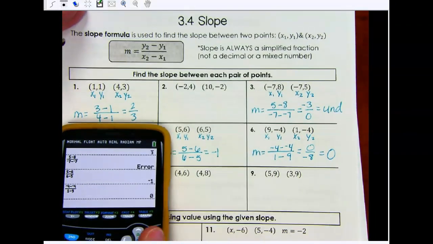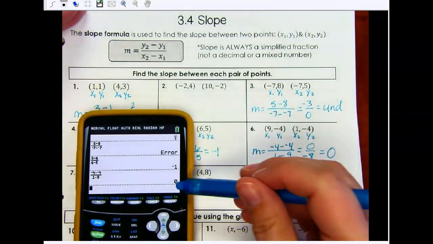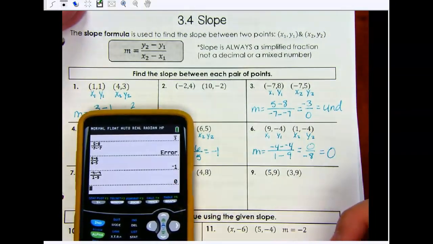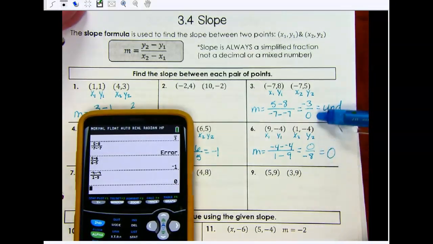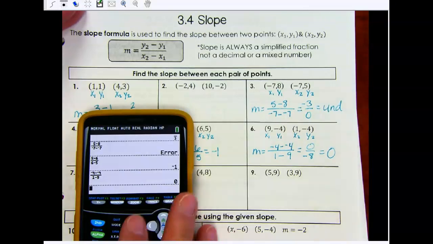So if you get one like that, it simplifies to 0, not undefined. It's different for the 0 to be on top than the 0 to be on bottom. It can be on the top. It cannot be on the bottom. Okay, so don't get those two confused.